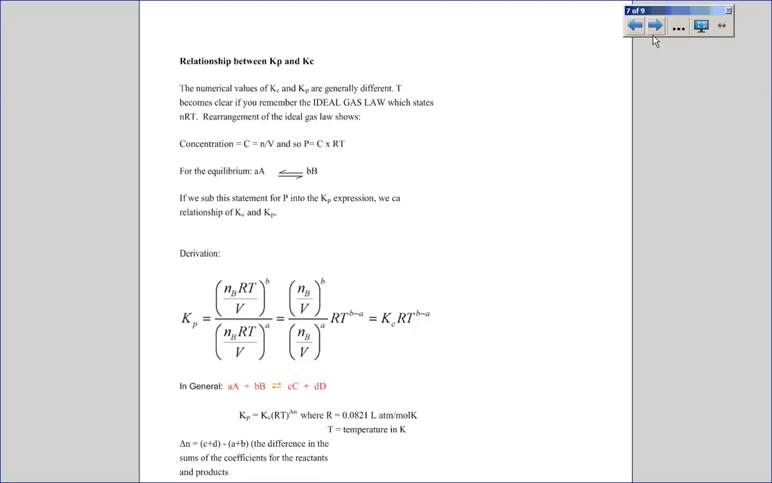Now, there's a relationship that exists between Kp and Kc, and we need to be able to convert between the two. They're connected through the ideal gas law. As you know, the ideal gas law is PV equals nRT, and concentration is equal to n over V. So if we take PV equals nRT, we can rearrange that, move the V over, and what we actually have is that the pressure of a gas is equal to the concentration of the gas times RT.